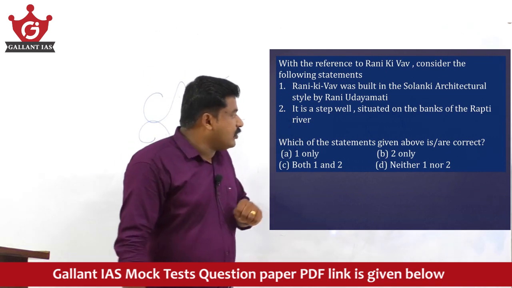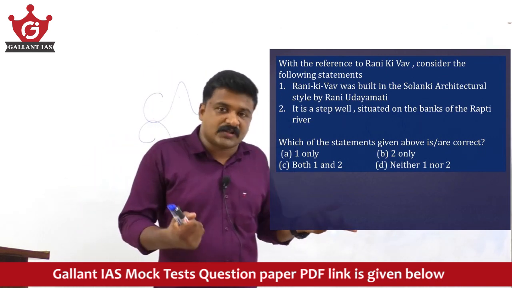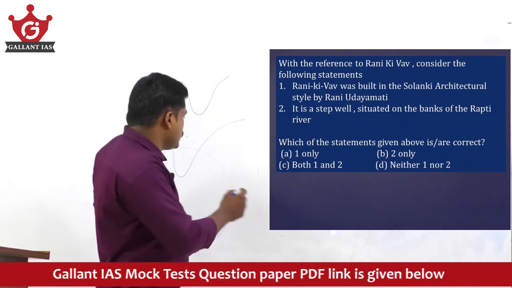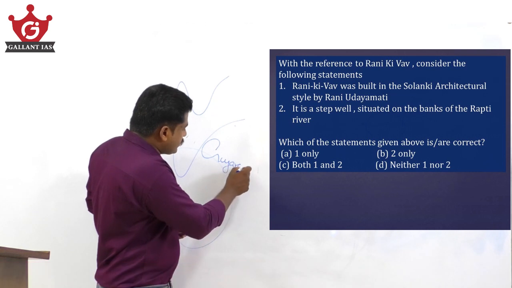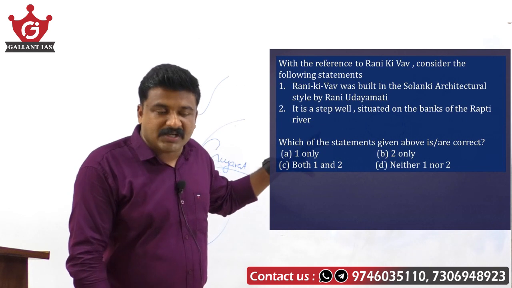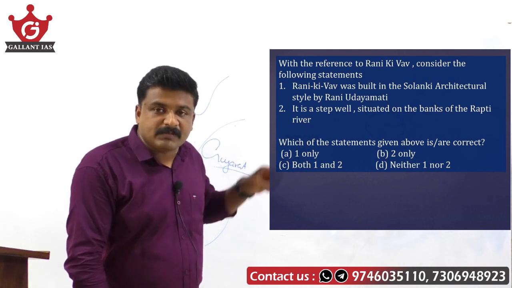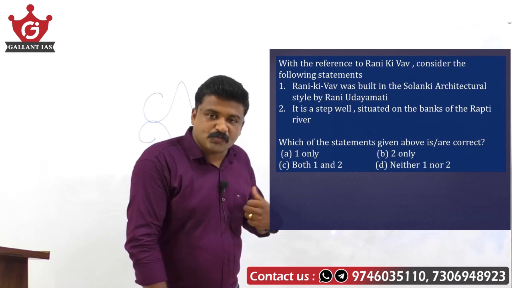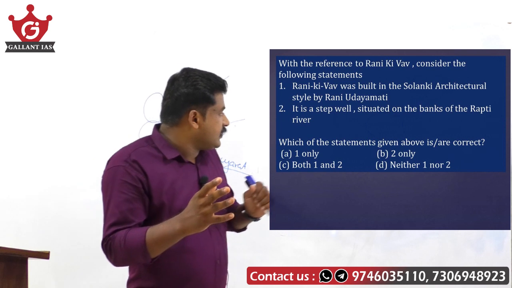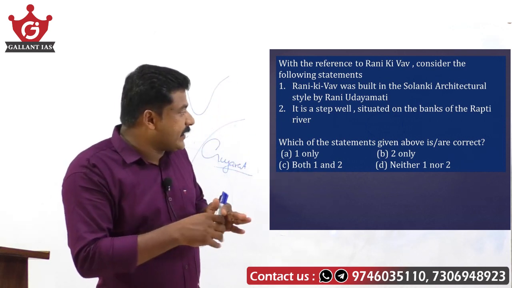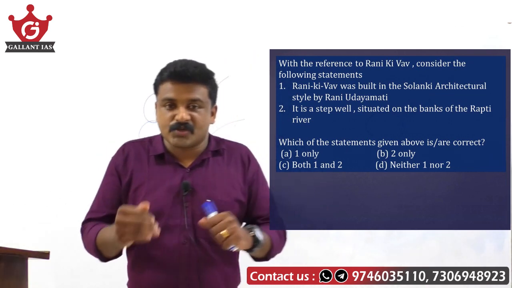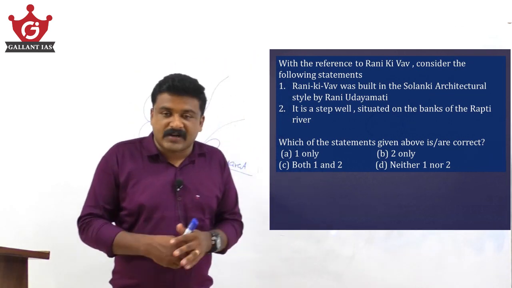Now Rani Ki Vav is again a UNESCO heritage site. We know that it belongs to Gujarat, and it is one of the best specimens of Solanki architectural style. It was built by Rani Udaymadi in memory of her husband Bhimdev. It is a step well. The statement says it was built on the banks of the Rapti River. The Rapti River originates from Nepal and ends in the Ganges in Uttar Pradesh. The Rapti River has no connection with Gujarat.